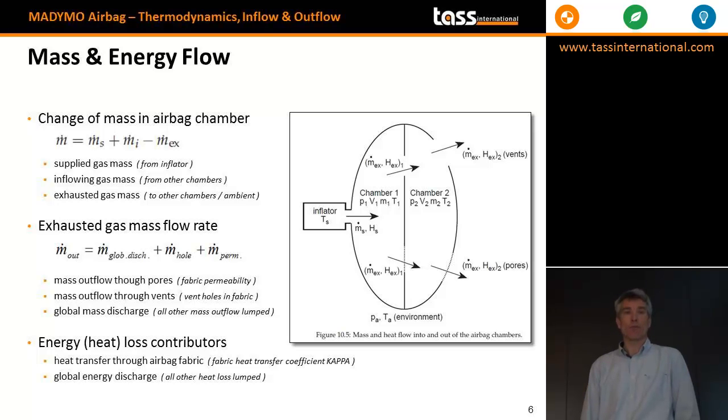Well, how does the mass of an airbag chamber look like? I should say the mass flow rate. It's the sum of the supplied gas from the inflator plus the incoming gas of the other chambers. And from that, the exhausted gas mass is subtracted. So the total mass flow rate will be the mass flow through the pores, the vents, and the global discharge. That will be addressed later on, what the global discharge is. But I think pores and vents, they explain themselves. It's also possible to have heat loss. And that's what we call the kappa. Also to be addressed later on in another slide.